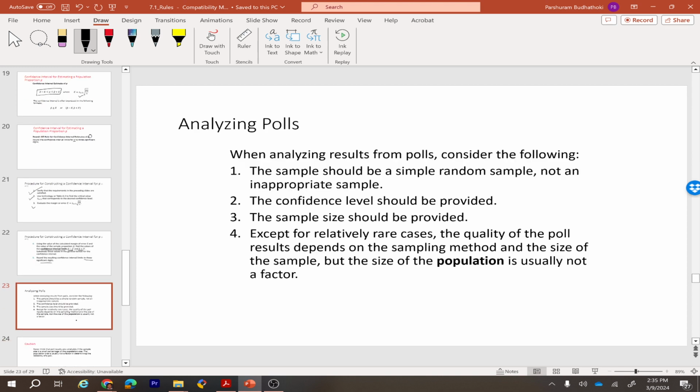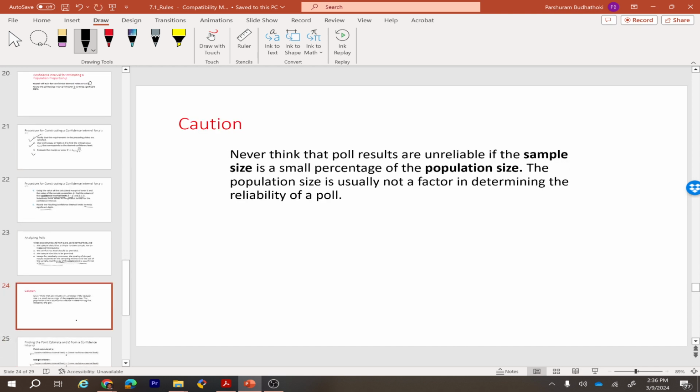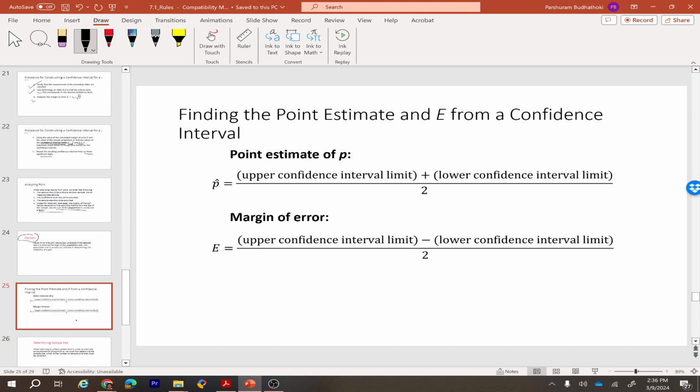Whenever we try to use polls, keep in mind, the poll is supposed to be simple random, the confidence level is supposed to be provided, the sample size is supposed to be provided, and then the quality of the poll, except for relatively rare cases, the quality of the poll result depends on the sampling method, not the sample size. You have to keep in mind those things. Okay, so here is one caution: never think that poll results are unreliable if the sample size is a small percentage.